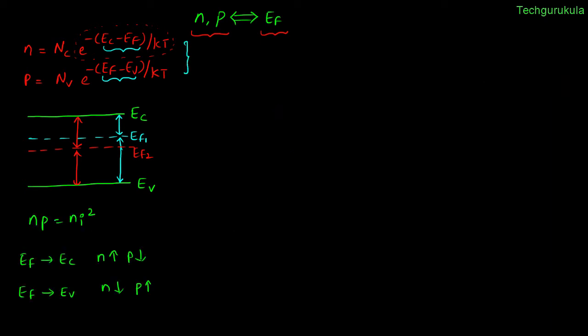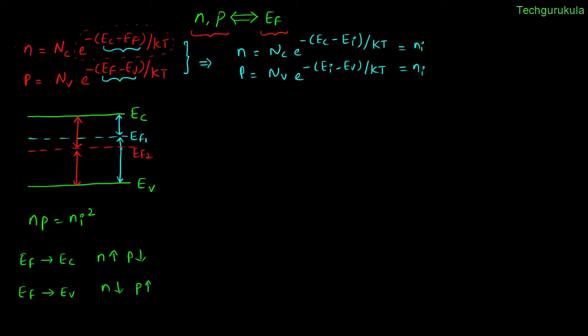These expressions for intrinsic semiconductor can be written as n is equal to Nc times e power minus of (Ec minus Ef) over kT. The Ef for intrinsic semiconductor is called Ei, representing the intrinsic semiconductor's Fermi energy level. And for p, we can write Nv times e power minus of (Ei minus Ev) over kT. And both of them are equal to ni. We know in intrinsic semiconductor, n is equal to p equal to ni.